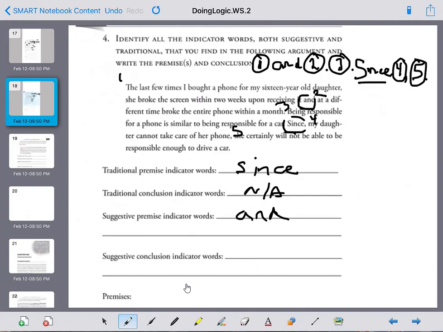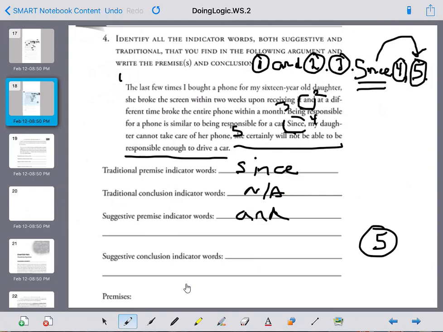And let's go to, I believe, one more. We have our last one. Okay, no, this is it. Again, what I'm going to do here is go ahead and look for any indicator words. Notice here, I just have the word moreover. Oh, and I have the word and. So in this example, my suggestive premise indicator words are moreover, because it's adding information, and and.